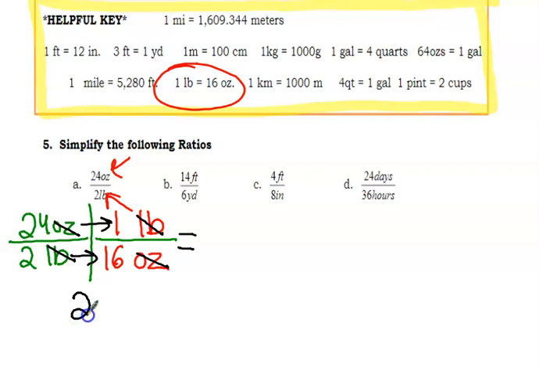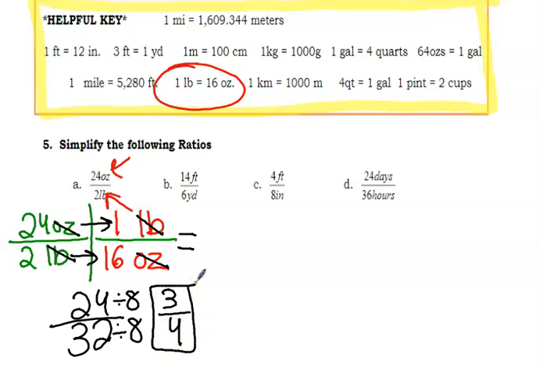So 24 times 1 is 24. 16 times 2 is 32. And now the measurements are gone. And now I divide. So I can divide out an 8. So then I have 3/4. Okay, you could also have divided out a 2, divided out a 2, and divided out a 2. Yay. All right, 14 feet over 6 yards.